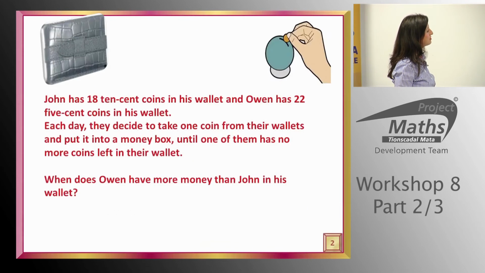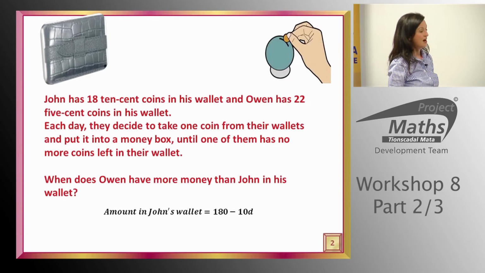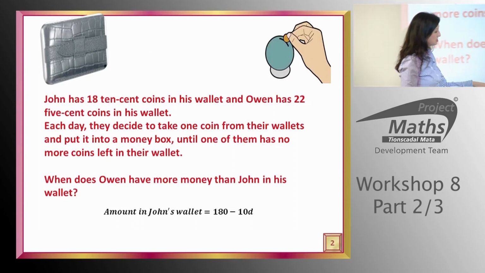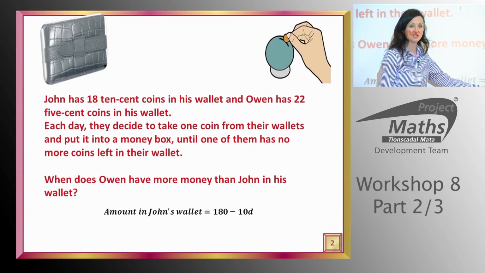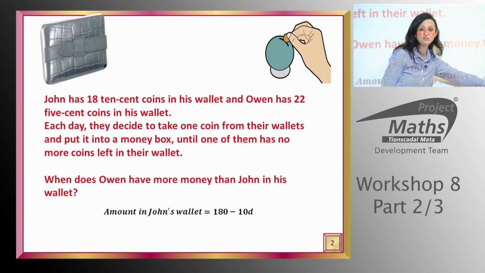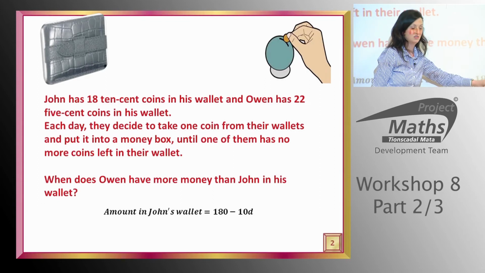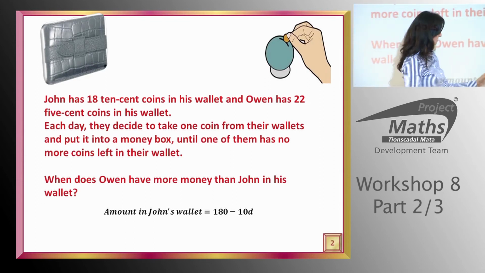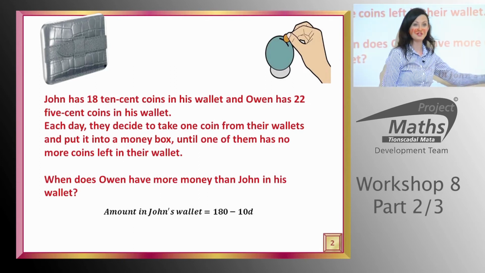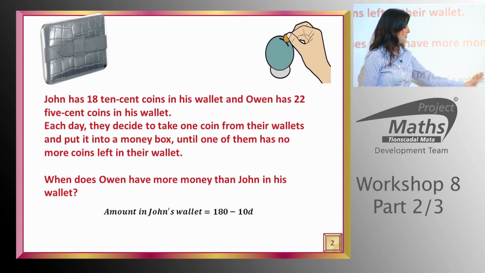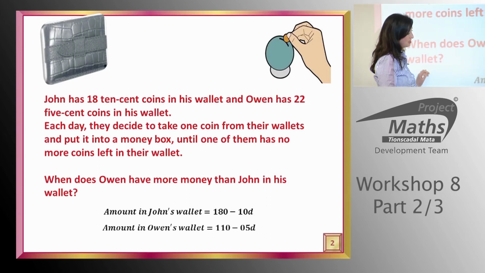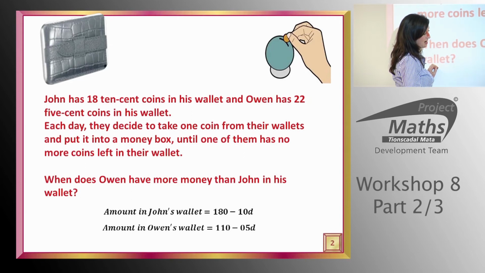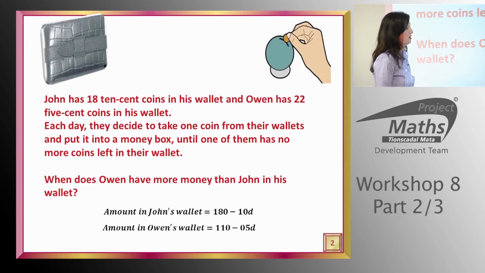Okay, so looking then at the actual patterns. So the amount in John's wallet that's left is he starts on 180, that's his start amount, minus his rate of change times the days. Okay, so that's in the form y equals mx plus c, isn't it? Or y equals c plus mx. And then the amount in Owen's wallet, he started with 110 and he's subtracting 5 each day. So those are our two patterns.